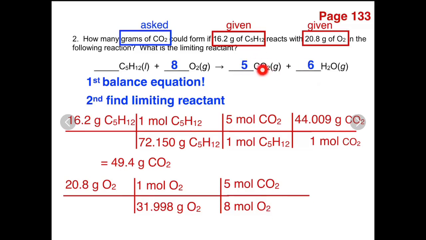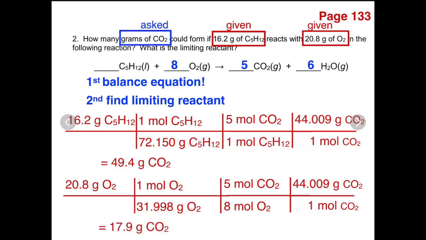We are looking at carbon dioxide, so it would be 8/5 mole of carbon dioxide. Then we're not going to stop here, because it's asking for grams, so we're going to go all the way to grams. In this case, it's going to be 44 grams of CO2. This calculation comes out to about 18 grams of CO2.